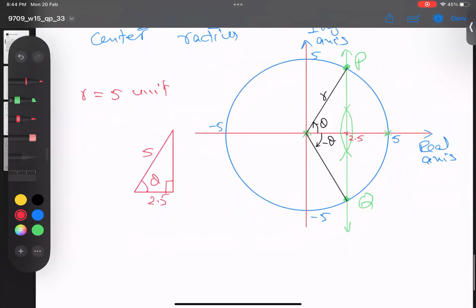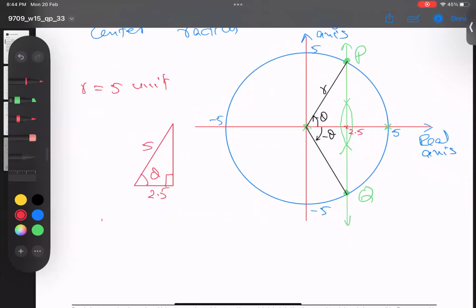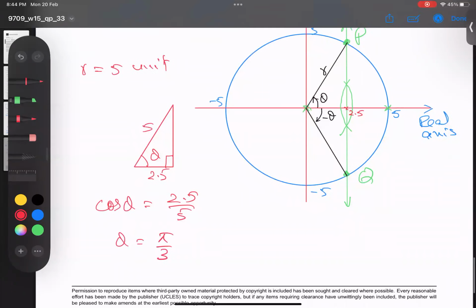Let's talk about cos theta, adjacent by hypotenuse. And when I find cos inverse of 2.5 over 5, I get pi by 3. And so what's the P coordinate? P coordinate, and then I write the Q coordinate. So 5 e to the power pi by 3 iota, and Q is 5 e to the power minus pi by 3 iota.